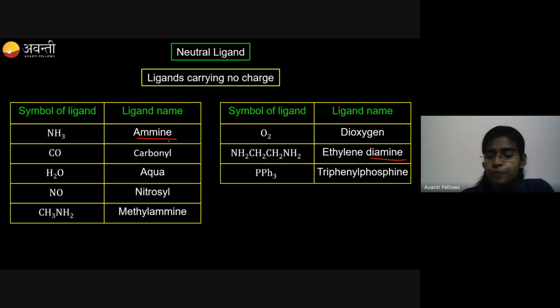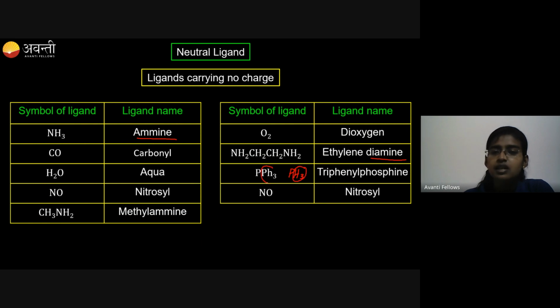And PPh3 is triphenylphosphine. PH3 is phosphine, and all the 3 hydrogens are replaced by phenyl groups, so it is called triphenylphosphine. It is a bulky, big ligand.